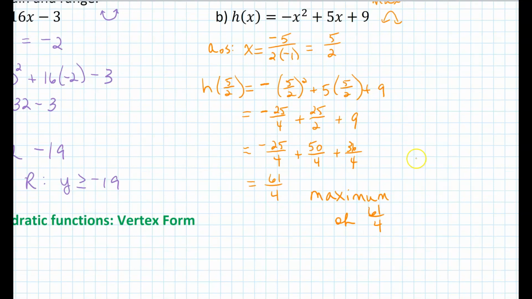Alrighty. Domain: negative infinity to positive infinity, and what's my range? Negative infinity comma 61 over 4. Guys, 61 over 4, kind of negative? Oh, just kidding. No, just kidding. Yeah, because it's a max, so we're going downward.